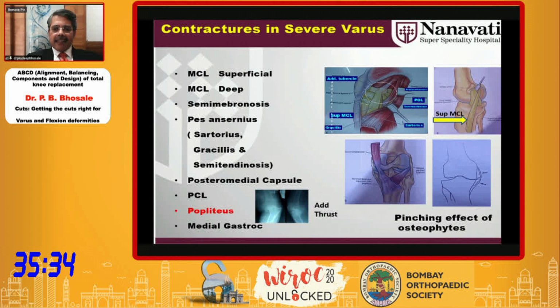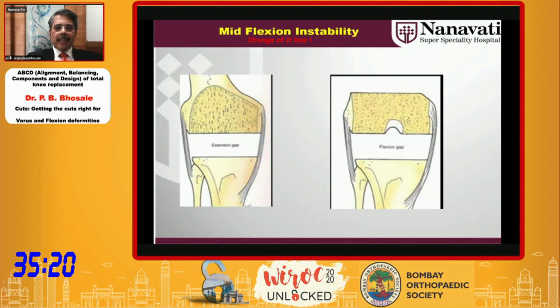Whenever there is adductor thrust, many times you may need to release and elongate the popliteus. That is actually a very important point whenever there is adductor thrust. And sometimes, in severe cases, the medial gastrocnemius. And as you know, this is a basic thing, flexion extension gap. But one more thing we should not forget, that if there is a joint line change, it can give rise to mid flexion instability.